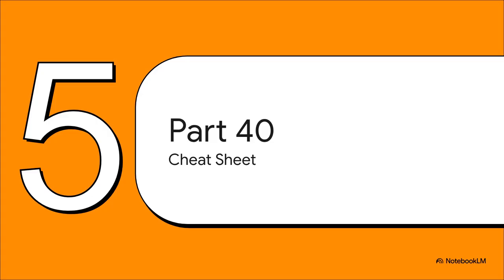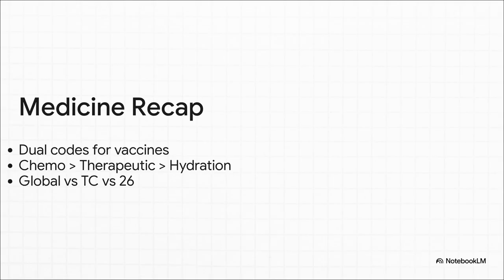Okay, let's wrap this up with our Part 40 cheat sheet. We've covered a massive amount of crucial ground today. Go ahead and pause this explainer right now to take a quick screenshot of this visual summary. Remember, 1. Always use dual codes for vaccines. 2. Follow the strict infusion hierarchy of chemo, therapeutic, and then hydration. And 3. Master your global, technical, and professional component modifiers.